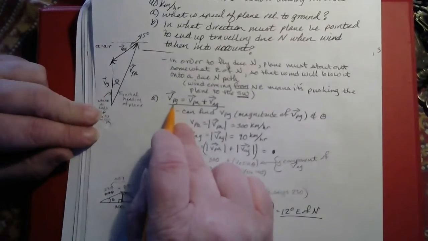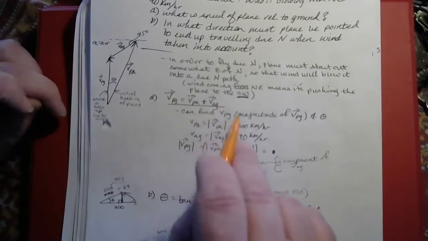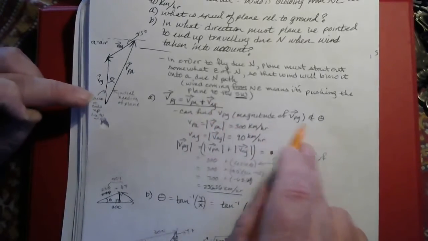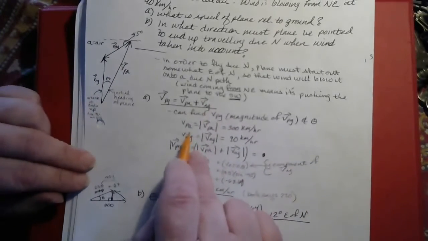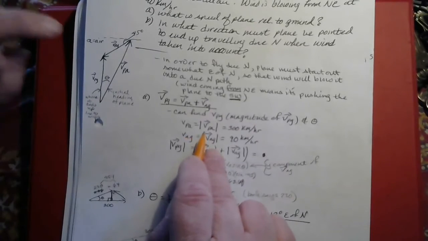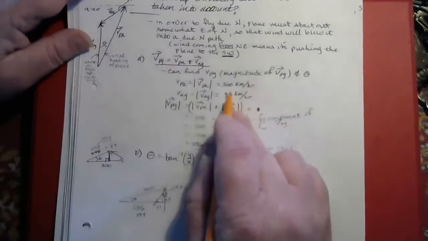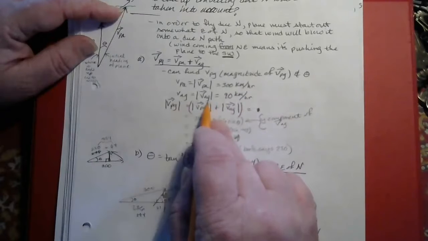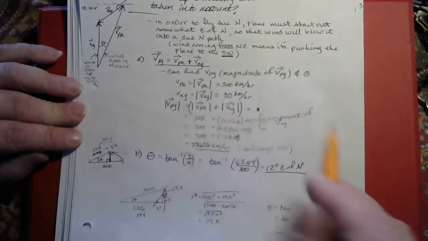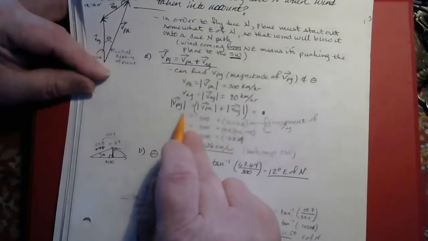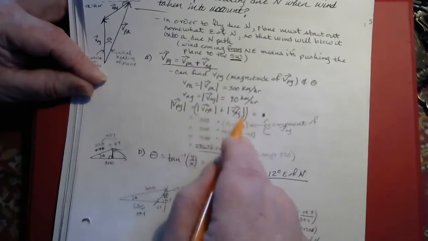Okay, so the velocity of the plane relative to the ground is just the velocity of the plane relative to the air, plus the velocity of the air relative to the ground. Then we can find the magnitude of the velocity and the direction after that. The velocity of the plane relative to the air, and that's going to be this vector here, is 300 kilometers per hour. And the velocity of the air relative to the ground, the air being the wind in this case, is 90 kilometers per hour. And VPG will just be VPA plus VAG. Notice the A's cancel out and you get VPG out at the end.